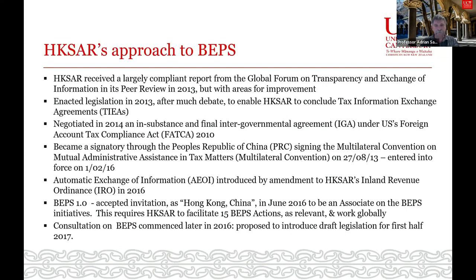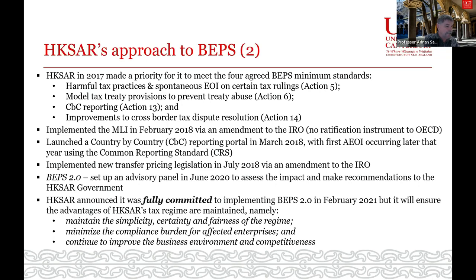Then in terms of BEPS 1, Hong Kong accepted an invitation known as Hong Kong China in June 2016 to be an associate to the BEPS initiatives. Even being an associate required Hong Kong to facilitate the actions as were relevant to it and to work globally with other members. Later in 2016, consultation on BEPS commenced with a proposal to introduce draft legislation for the first half of 2017. In 2017, Hong Kong made a priority that it would meet the 4 agreed BEPS minimum standards, that is the standards under Actions 5, 6, 13 and 14.